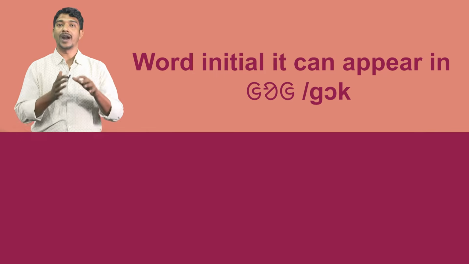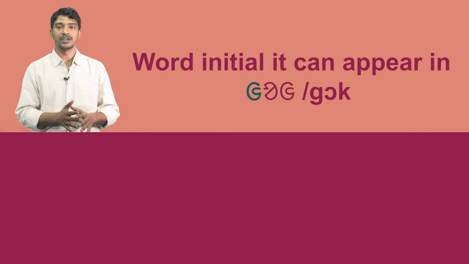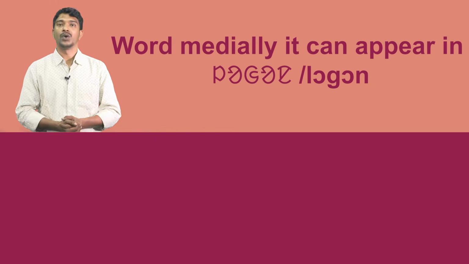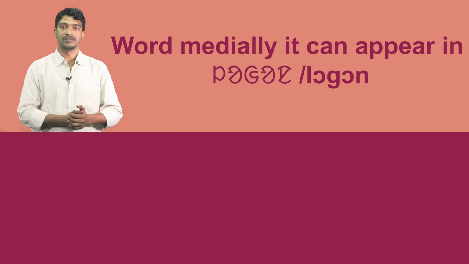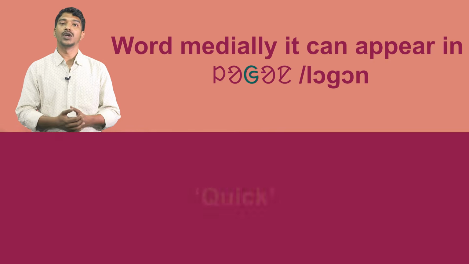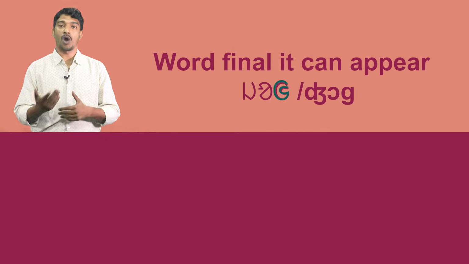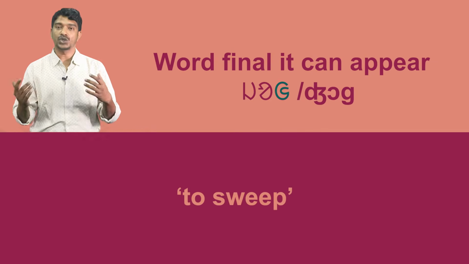In this way, O is graphically written. This letter occurs in all positions, as initially, medially, and finally, from the viewpoint of orthography. The examples are as follows. Initially it can appear in go, means carry on shoulder. Medially it can appear in log on, means quick. Finally it can appear in jaw, means to sweep.